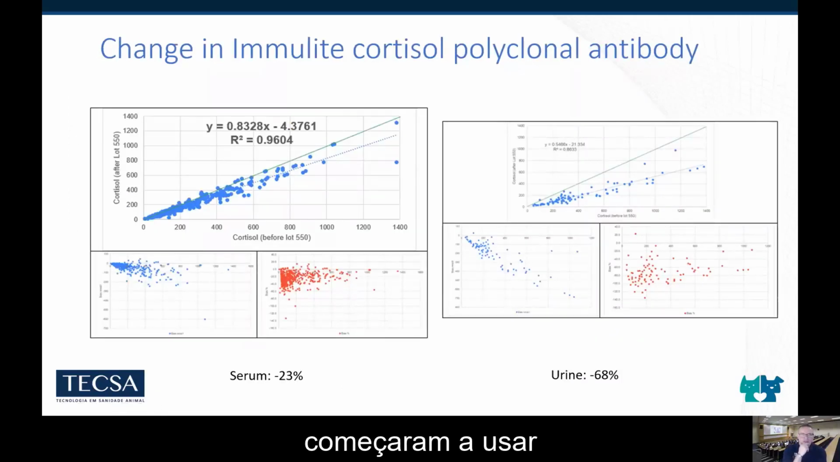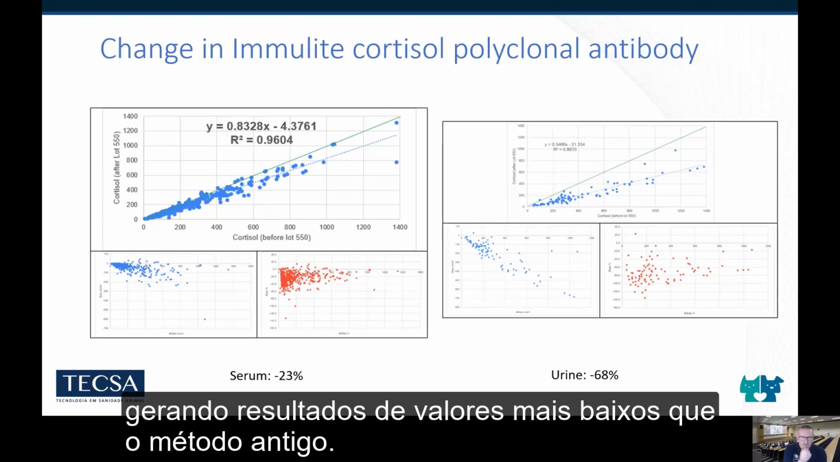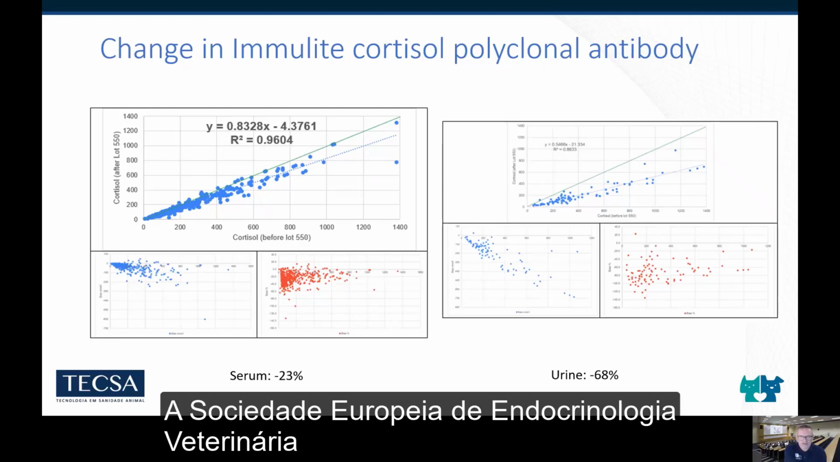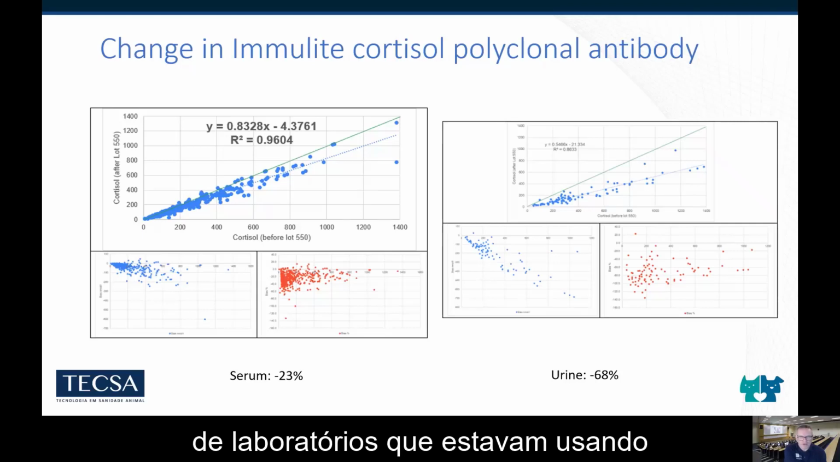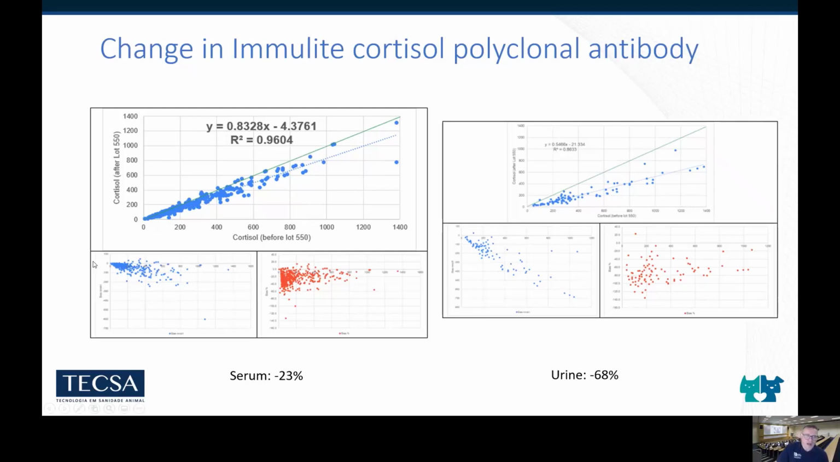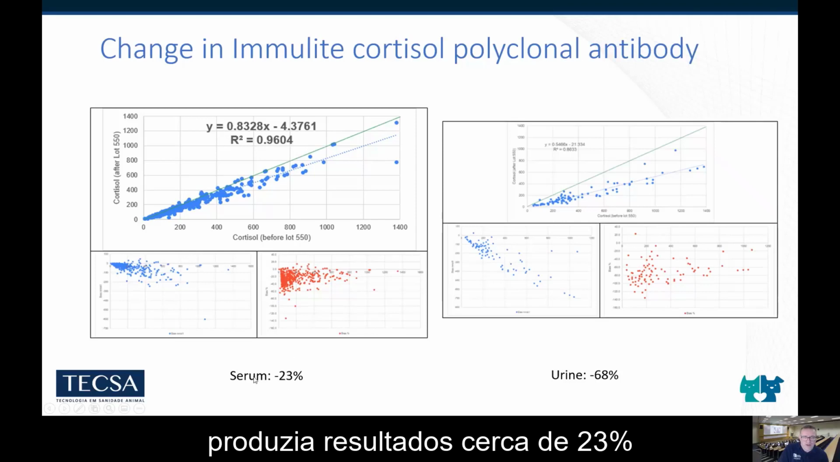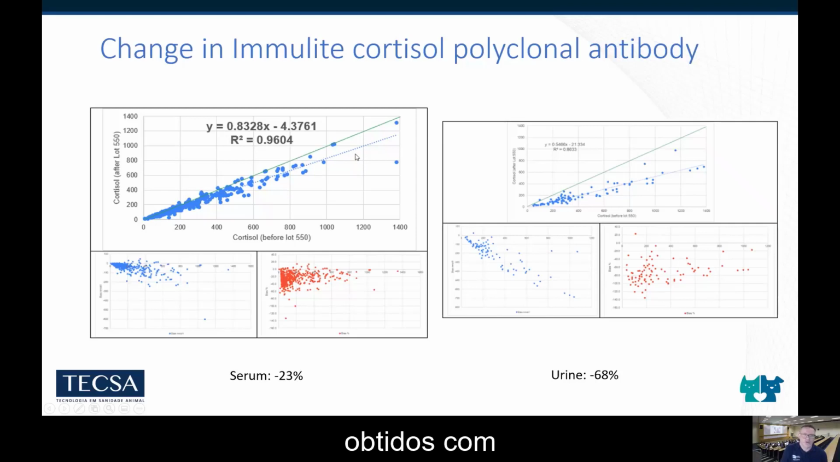However, when veterinary labs started using this new immunoassay, they started noticing that this new method seemed to be delivering lower results than the old method was. So the European Society of Veterinary Endocrinology got a bunch of laboratories that had the new assay to compare results that they'd got before and after the change in method. And on average, the new method was delivering results that were around 23% less than the old method.